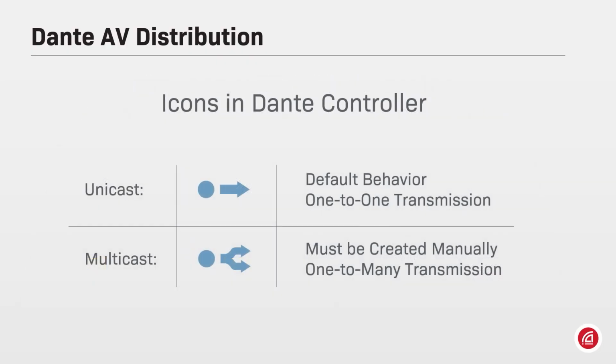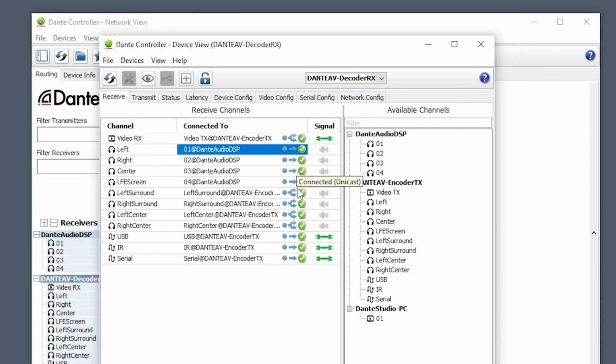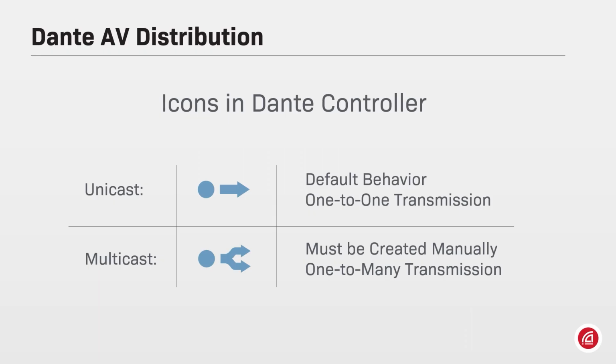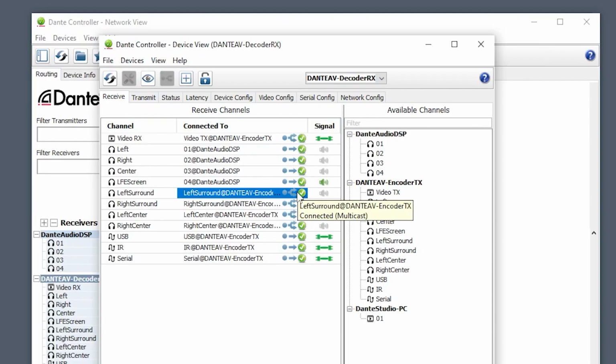In Dante Controller, we have two icons to indicate the two signal types. Unicast is shown as a dot with one arrow, indicating it is only going to one place. Multicast is shown as a dot with a forked arrow, indicating the signal being split to multiple destinations.